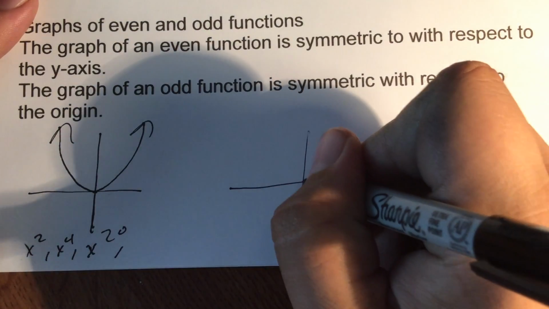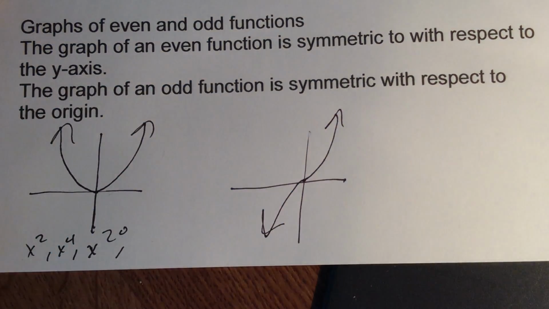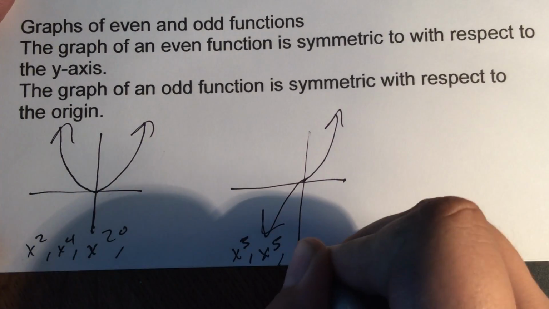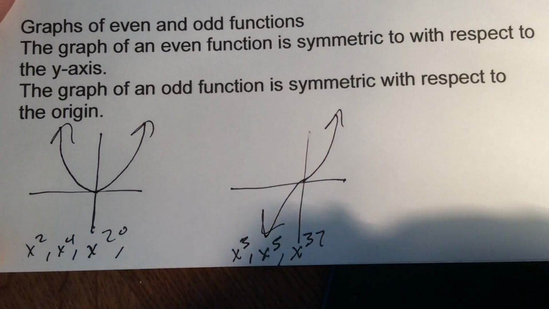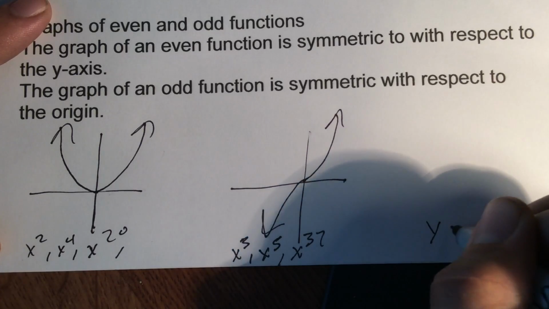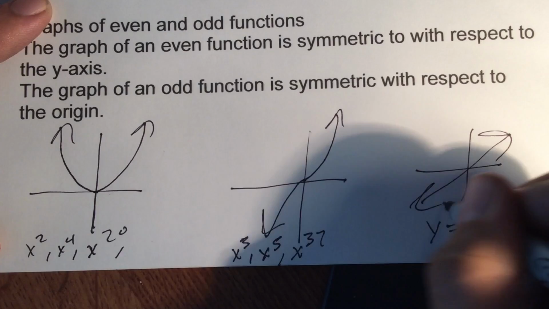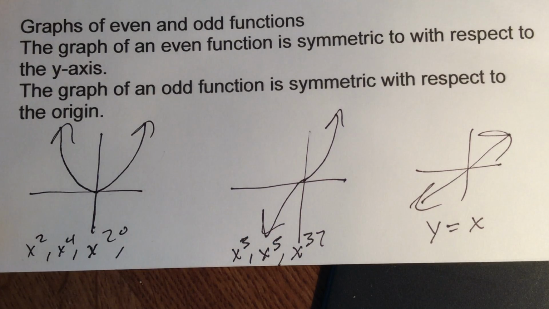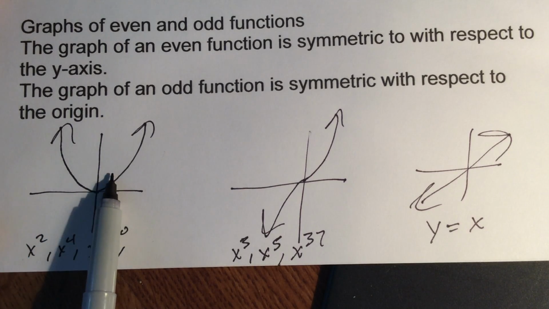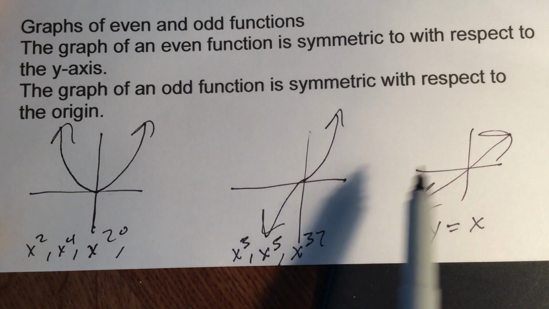But if we're odd, it's going to look like that. So like x to the third, x to the fifth, x to the 37th. It works. Now, if it's just y equals x, that's a straight line. So an even function will look something like this, where both ends are going up. Odd will look like this, where one's going up, one's going down.